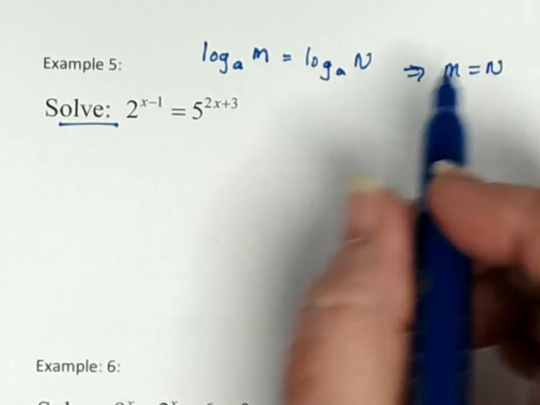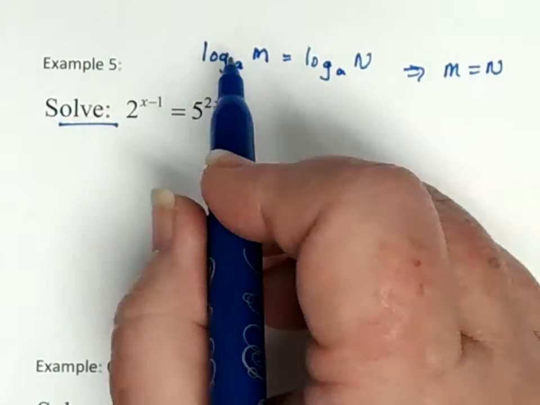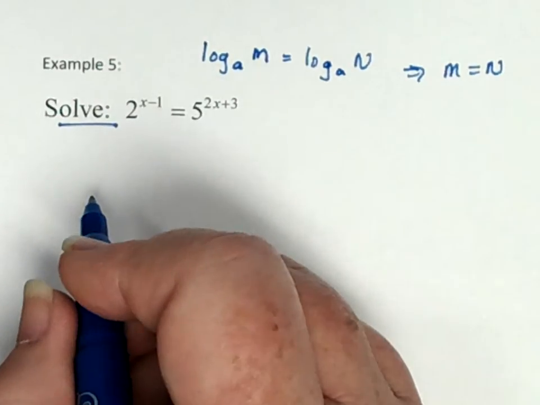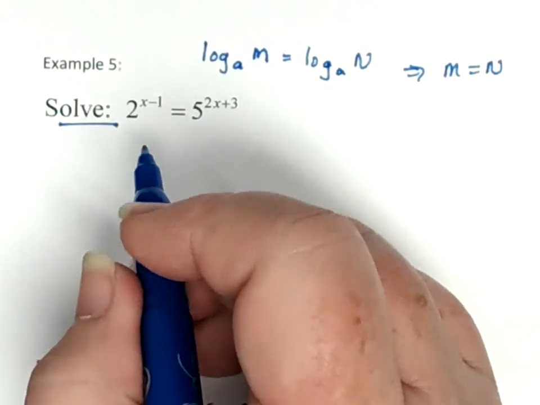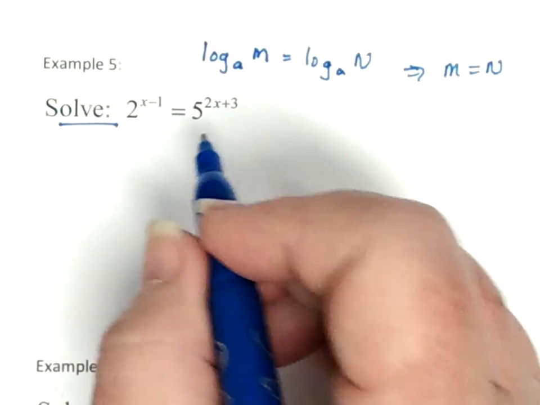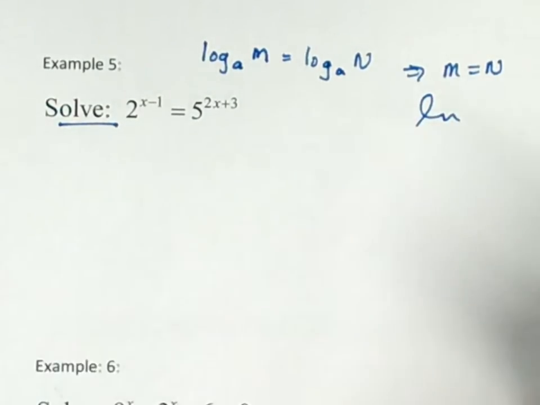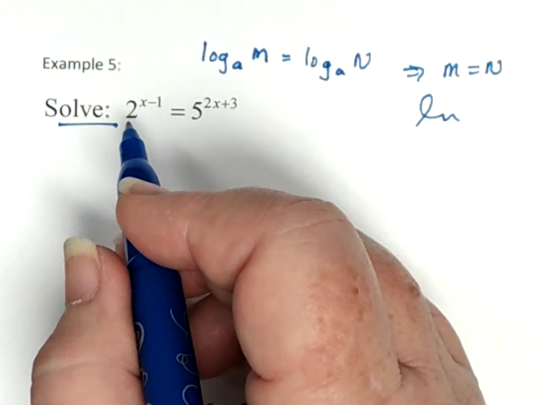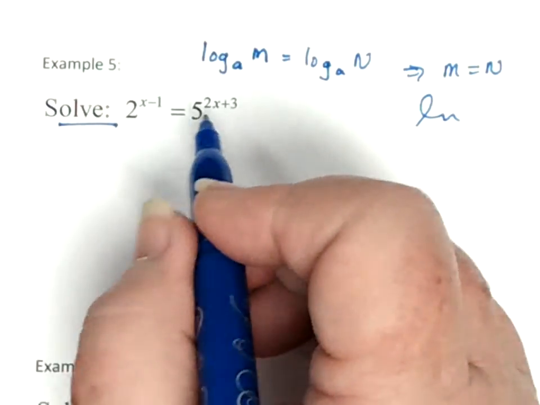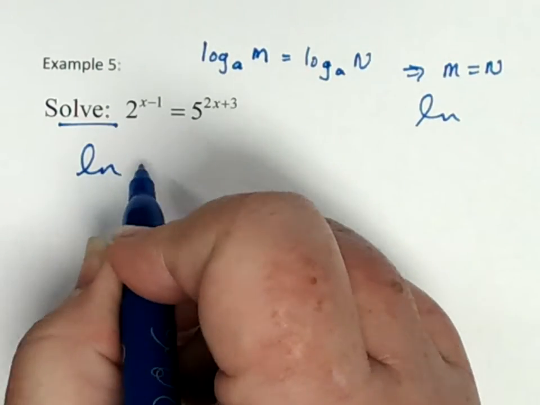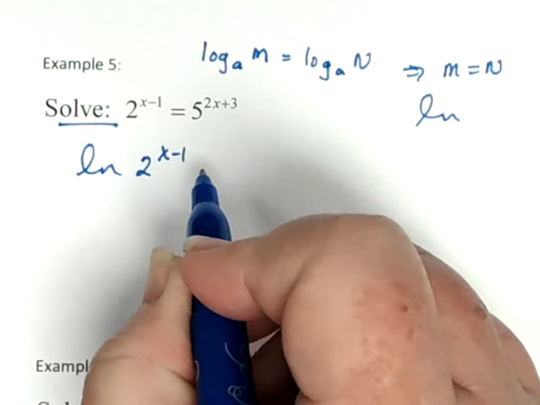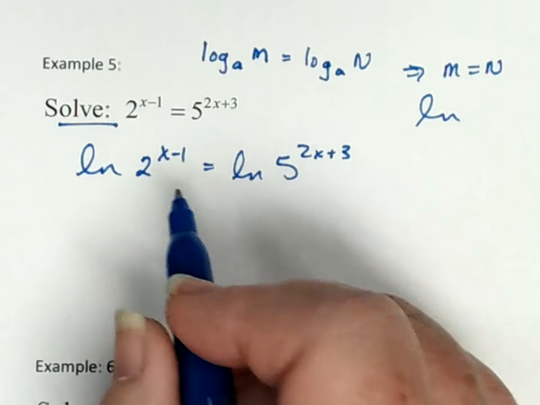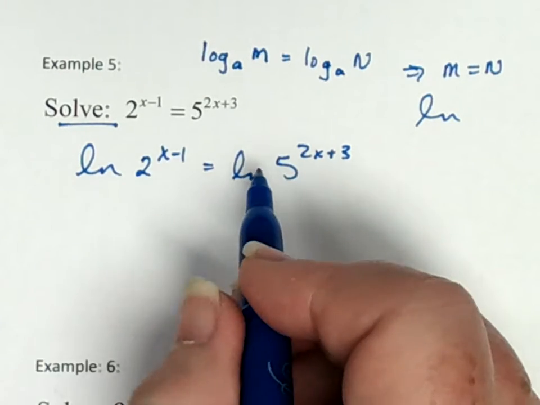If I have m is equal to n, so here's the two pieces, I can work this as a log problem by taking the log of both sides. Now, I don't know why we use the natural log, but we tend to use the natural log. Maybe it's just because it's fun to write natural log like that. Also possibly because we have a lot of problems with the natural number e. But most people would take this problem and write the natural log of 2 to the x minus 1 equals the natural log of 5 to the 2x plus 3. So all I did is I took the log of both sides.